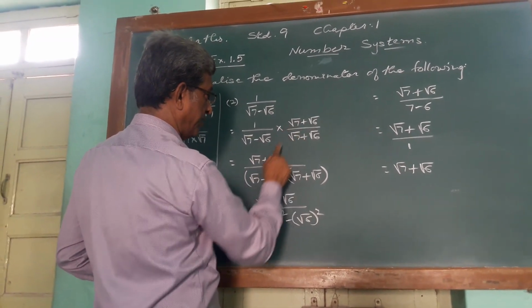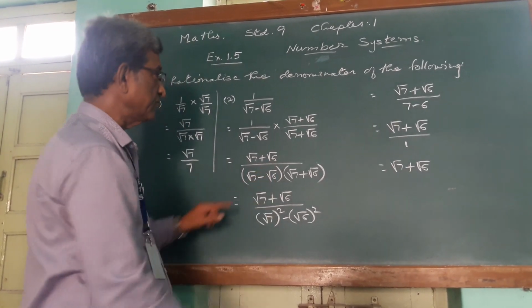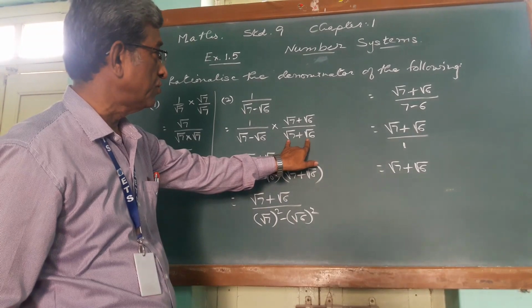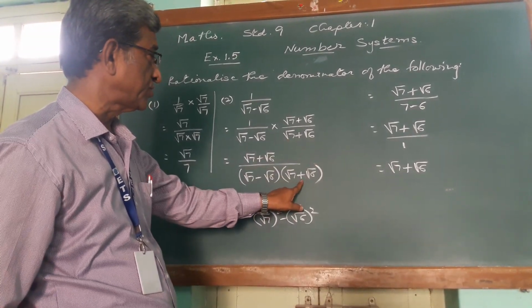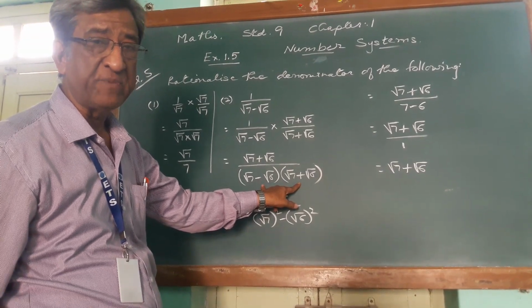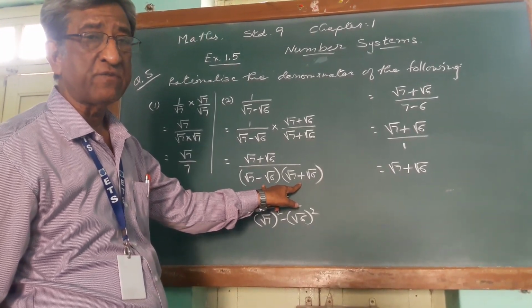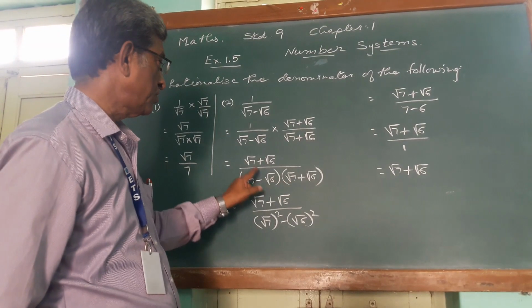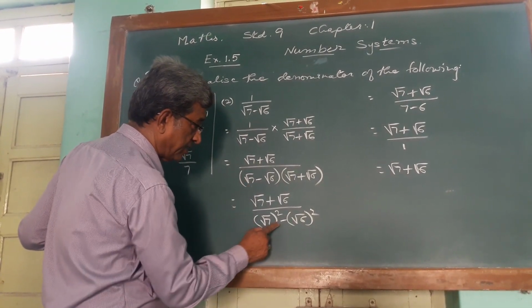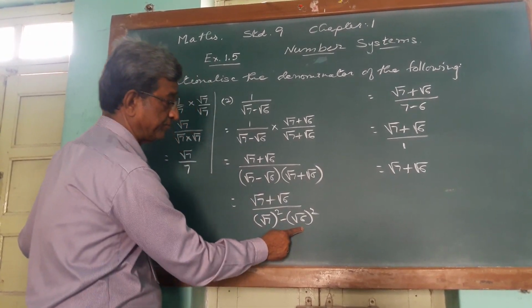So numerator will be root 7 plus root 6. Here, root 7 minus root 6 into root 7 plus root 6. So this becomes of the form a plus b, a minus b. So you know the formula a square minus b square. So root 7 plus root 6 upon root 7 square minus root 6 square.